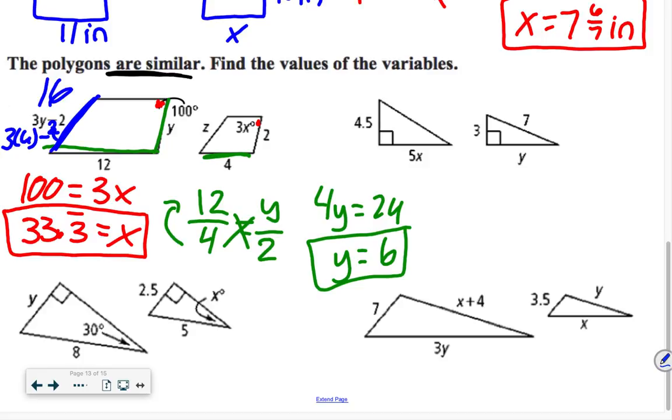Okay, I still have my base proportion of 12 over 4. To figure out z, does z go on the top or bottom? Z is at the bottom. What goes on top of z? 16. You kids like to cross multiply?